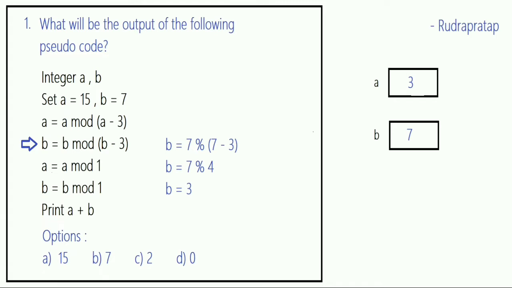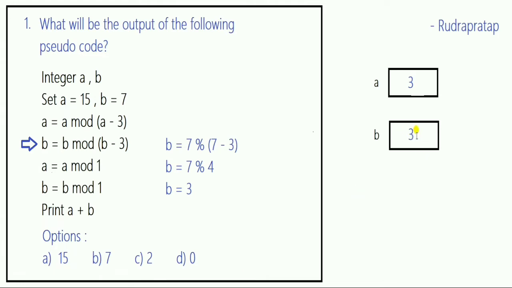So first of all we need to solve brackets, and the value of b is 7. So 7 modulo (7 minus 3). 7 minus 3 gives us 4. And in the next step we have 7 modulo 4, it will give 3. And now this 3 is assigned to the variable b.